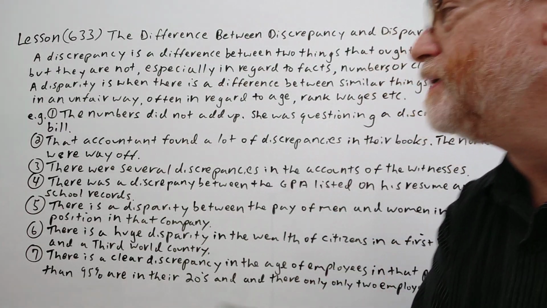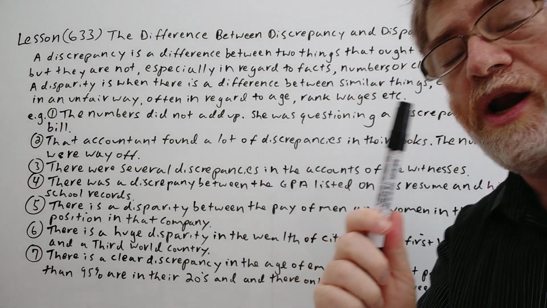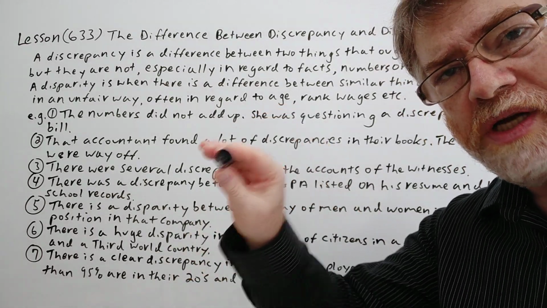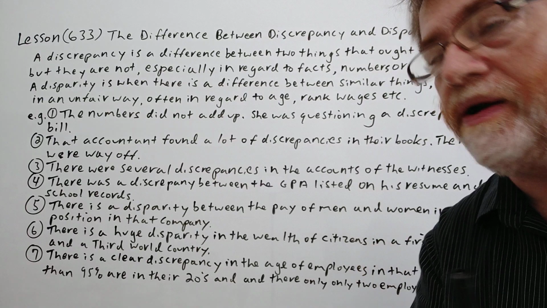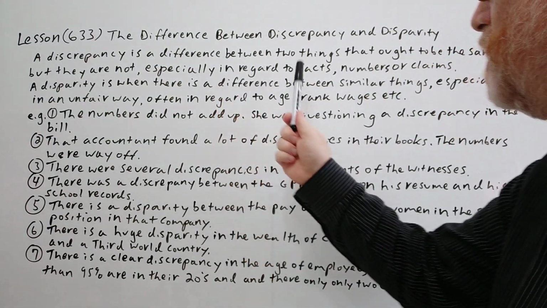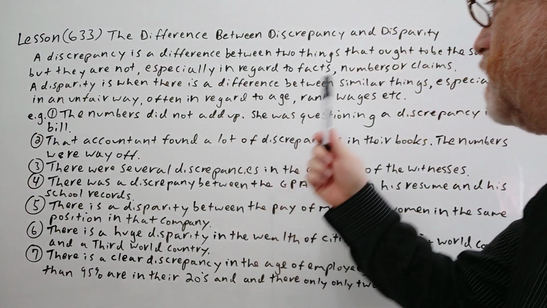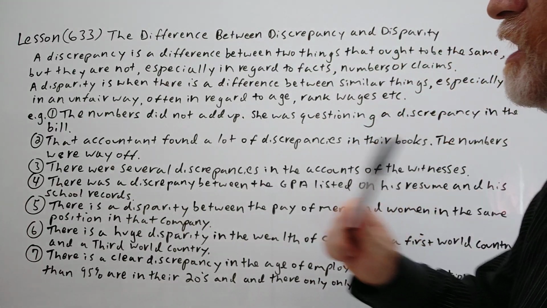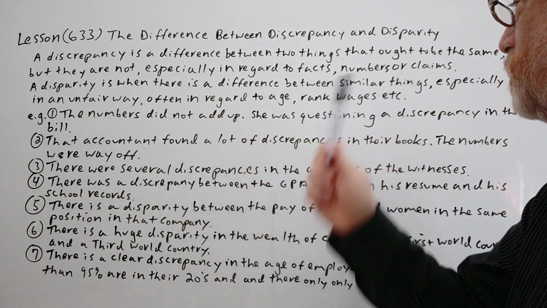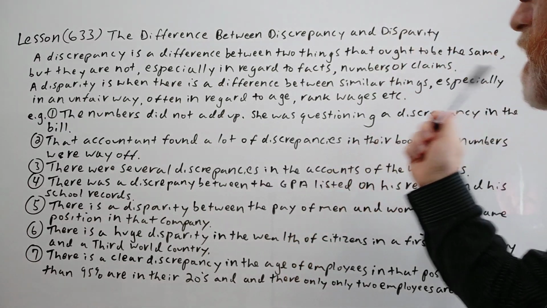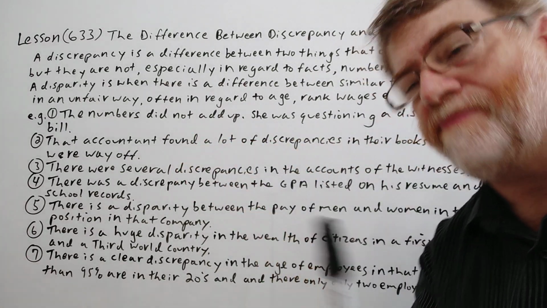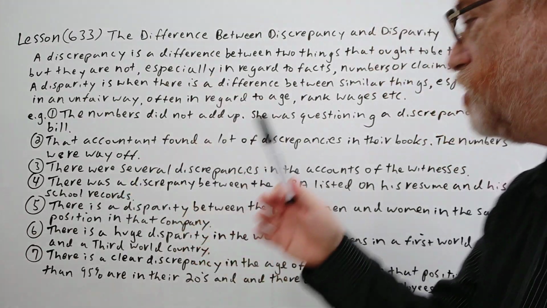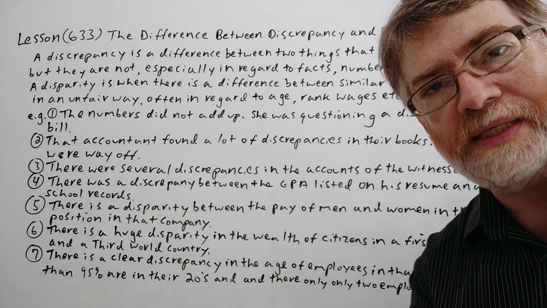A discrepancy is a difference between two things that ought to be the same. Remember, ought to be means should be. So they should be equal, but they are not. Especially in regard to facts, numbers, or claims. Okay, let's continue. A disparity is when there is a difference between similar things, especially in an unfair way, often in regard to age, rank, like their position, wages, etc.